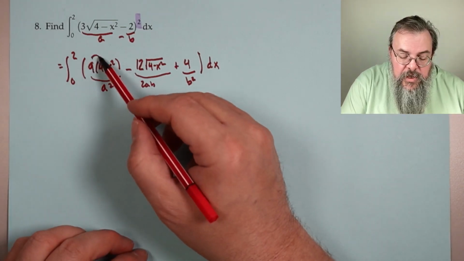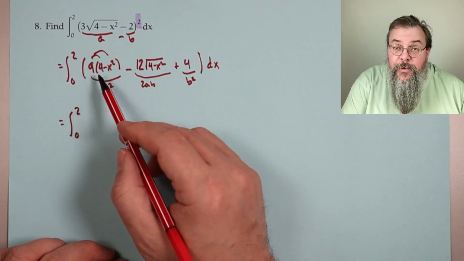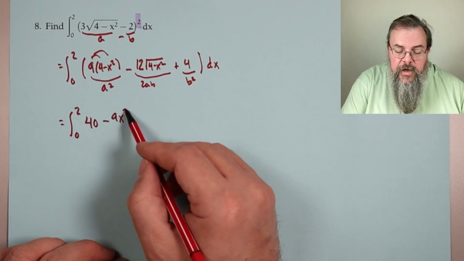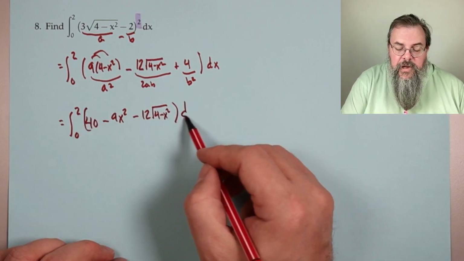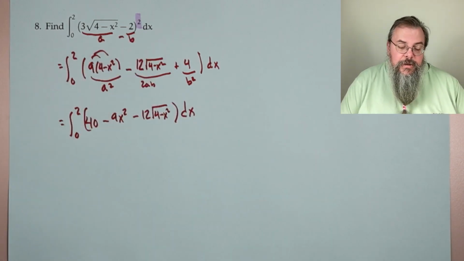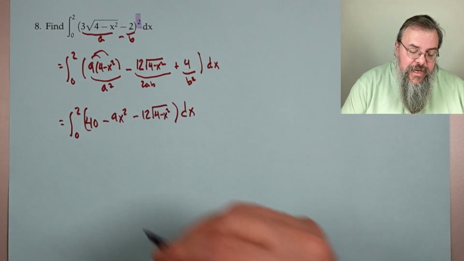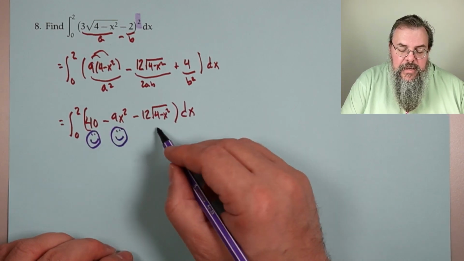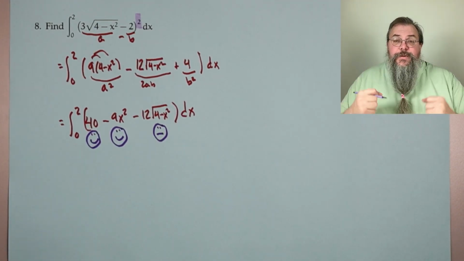Now, can we do anything to make this look a little bit nicer? Well, we can distribute here, then combine. So this is the same as the integral 0 to 2 of 9 times 4 is 36, plus 4 makes 40, minus 9x squared, minus 12 square root 4 minus x squared dx. Now, the good news is, whereas this originally looked intimidating and not so clear that we can make any progress, we now look at this and say, hey, this first term looks great. This second term, we can recognize that. This third term, we'll think about that.